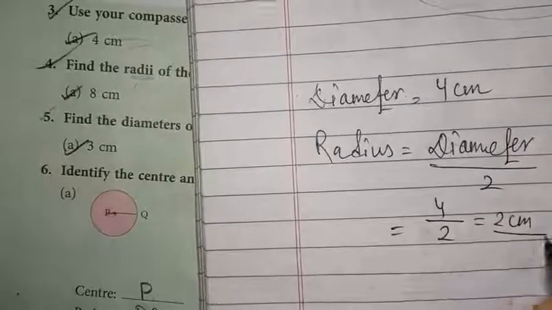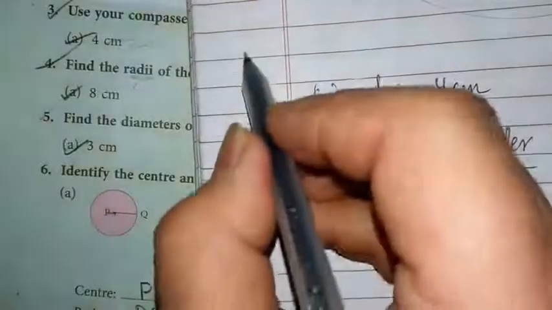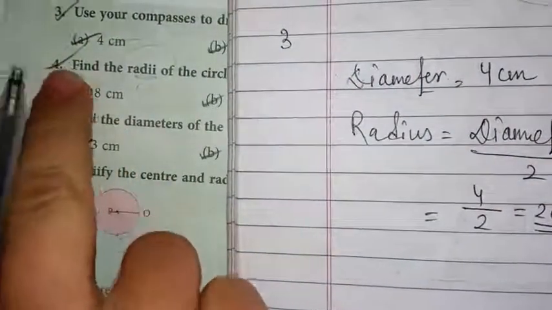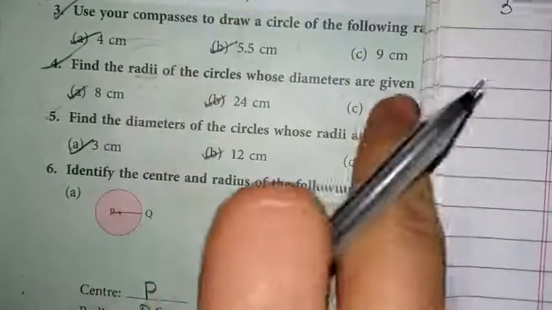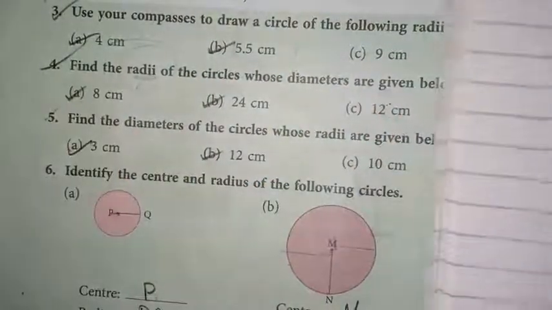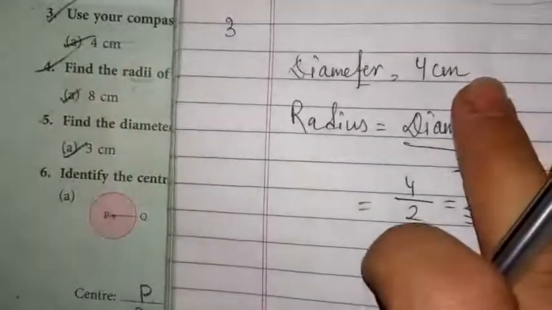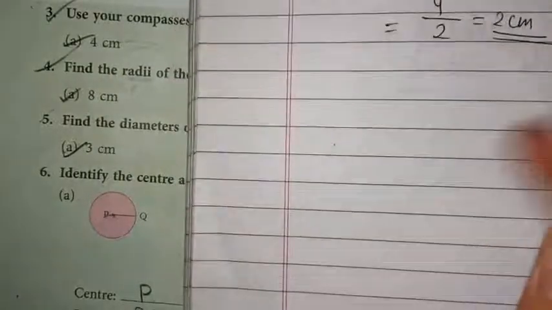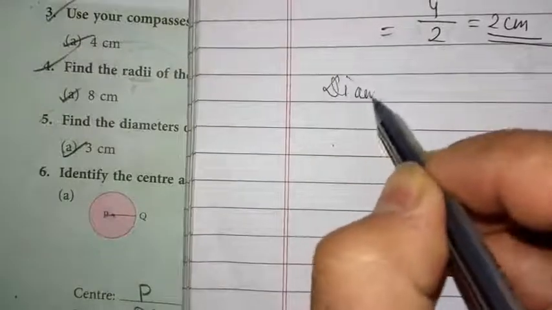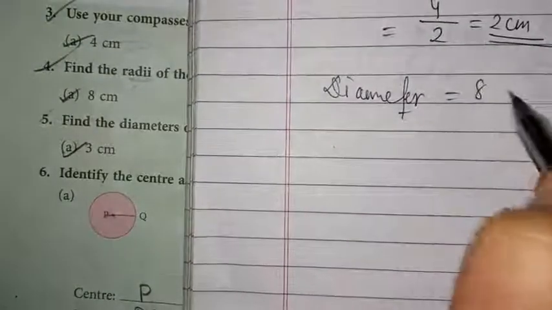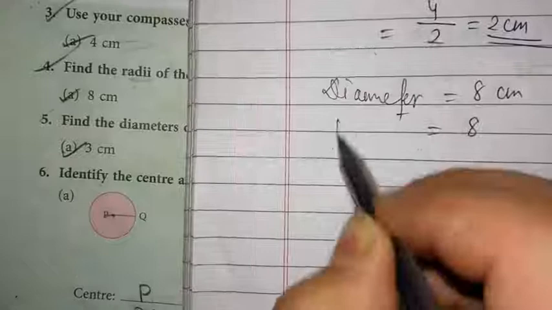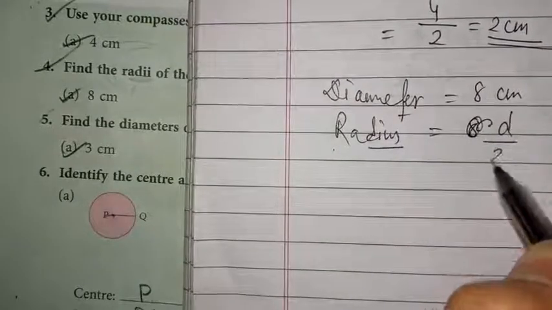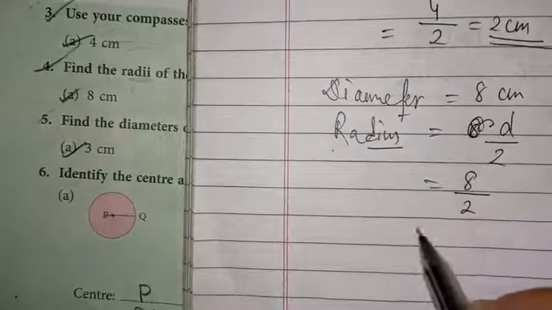So what is the answer? 2 centimeter. Okay, sorry, I have made a mistake here. The question was to find the radius where the diameter was 8 centimeter. No problem. If 4 centimeter is the diameter, then this is the way. If the diameter is 8 centimeter, then the radius will be half of the diameter. So you may write d by 2. 8 by 2 is equal to 4 centimeter.